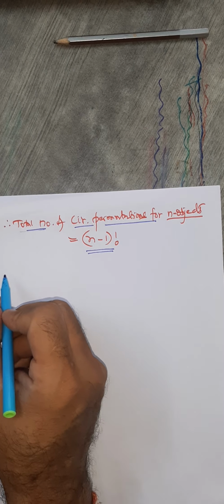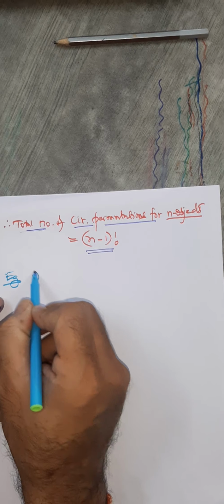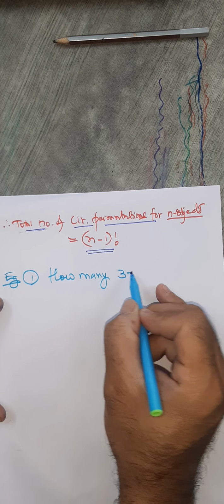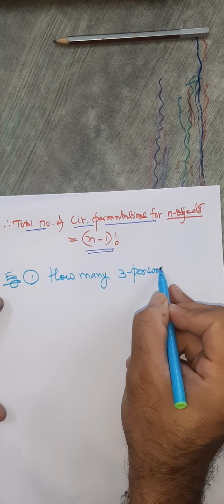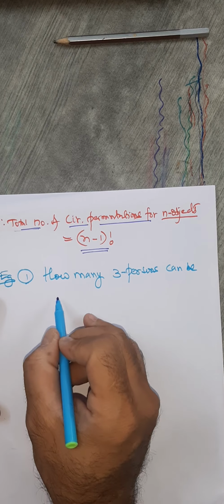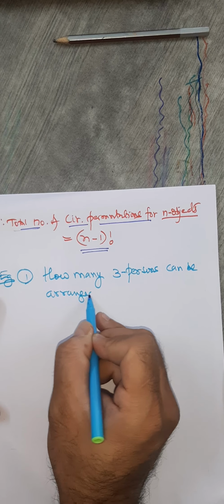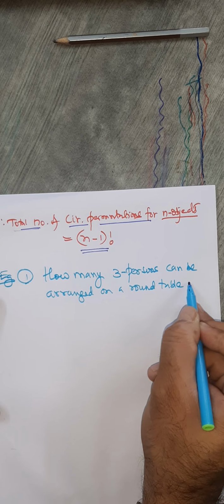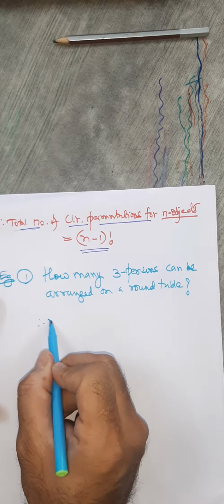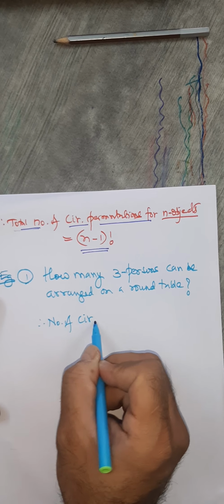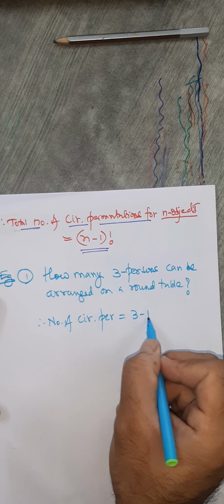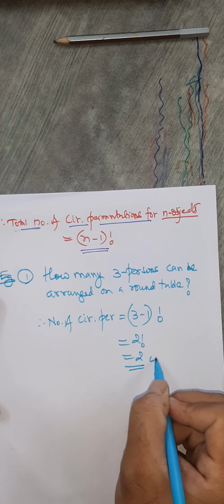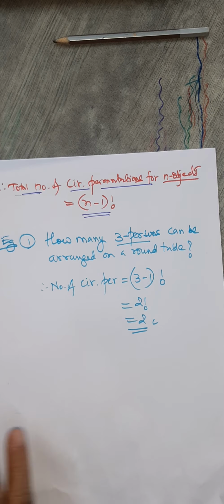So question is, for example, how many ways 3 persons can be arranged on a round table? So there's the question of circular permutations. So number of circular permutations equals to 3 minus 1 factorial, that is 2 factorial, and which is 2. So there are 2 ways to arrange 3 persons on a round table.